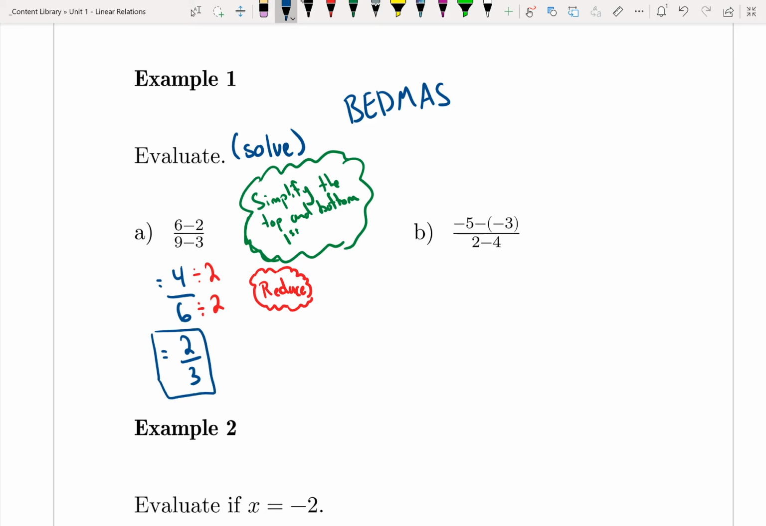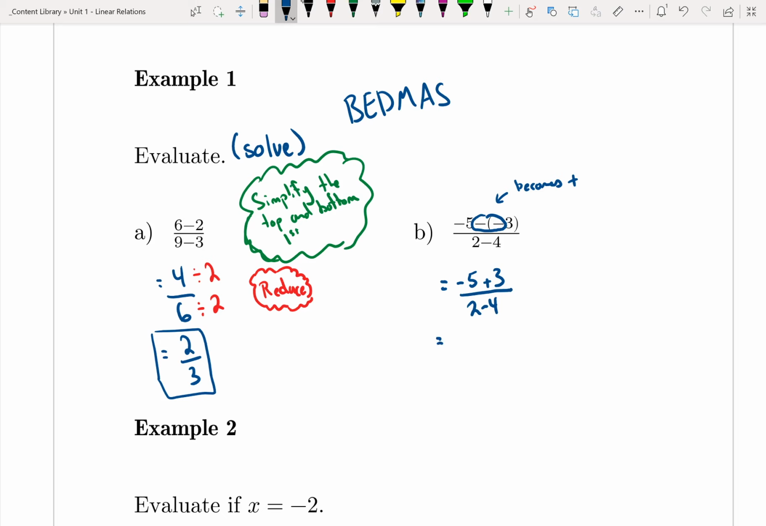In example B, I'm doing the exact same thing. I'm going to solve or simplify the top and the bottom first, and then I'm going to reduce my fraction if possible. One thing you want to keep in mind, when you see something like this where it is a minus or a negative and a negative, that actually becomes a positive, or becomes addition. So this becomes positive. So I can rewrite this as negative 5 plus 3 divided by 2 minus 4.